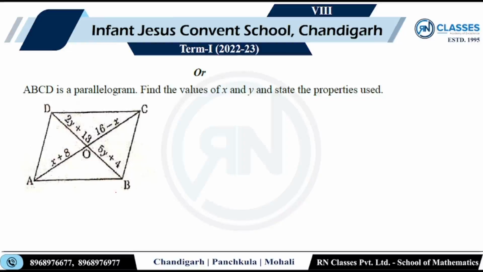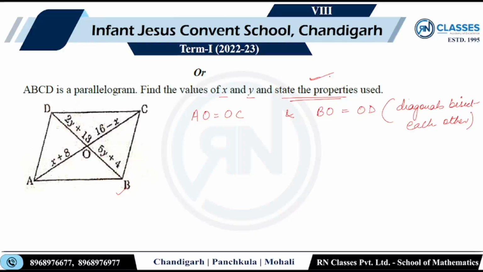ABCD is a parallelogram. Of course, it is given, as I can see in the figure. Find the value of x and y. State the properties used. So, कौन-कौन सी properties use करी? AO is equal to OC and BO is equal to OD. कौन सी property use करी? Diagonals bisect each other. That's it. This was the property used.